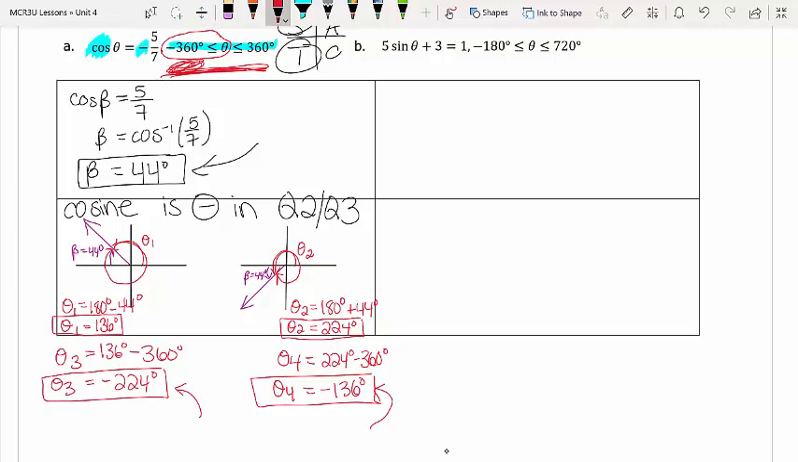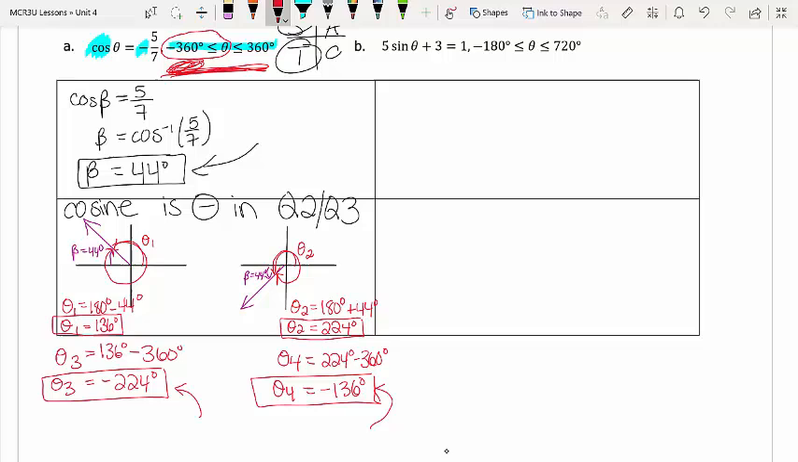Okay, let's try part B. Now, when you look at part B, you're going to think, well, this looks a little different than any question we've done before. Usually you just have sine theta, cos theta, or tan theta on one side of the equal sign and then a ratio on the other side. This one we've got some extra values in there. We've got a times 5 and a plus 3. So I don't want you to forget about this.